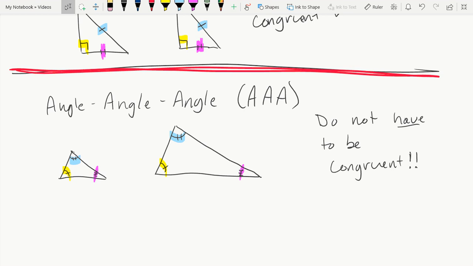So if you ever have angle, angle, angle, and you're like, ooh, are they congruent? You need to find out one of the sides. That will give you the key to whether they are congruent or not.